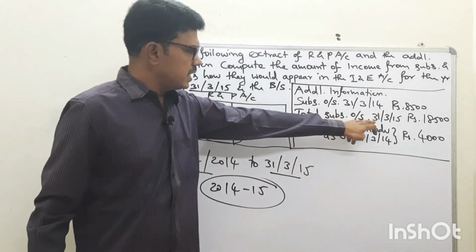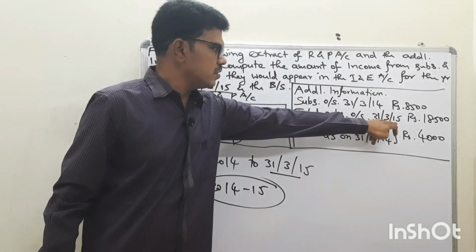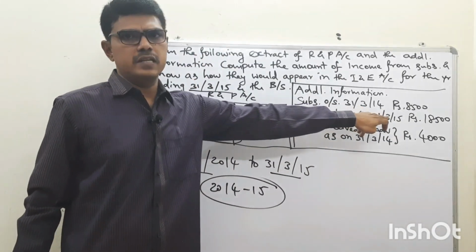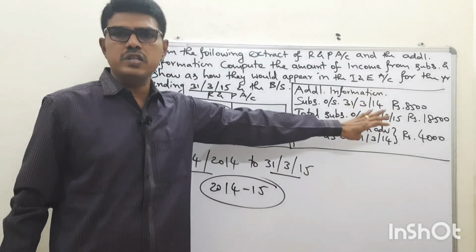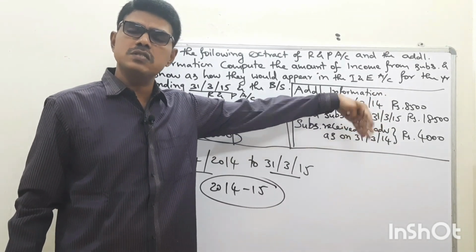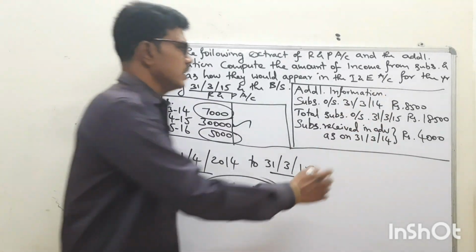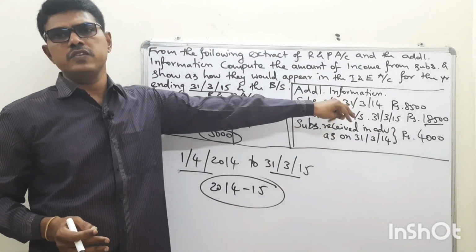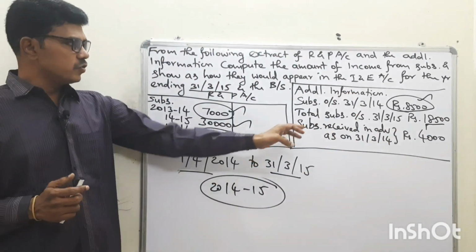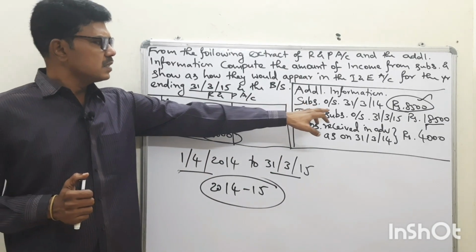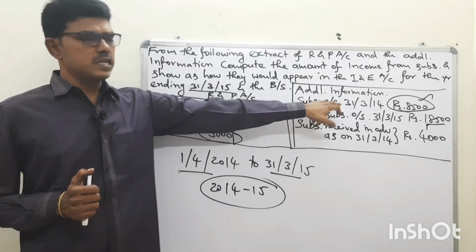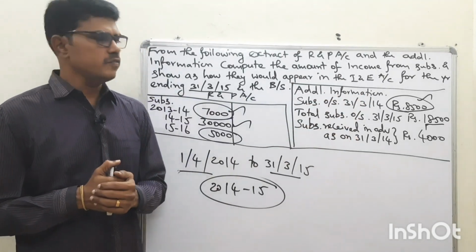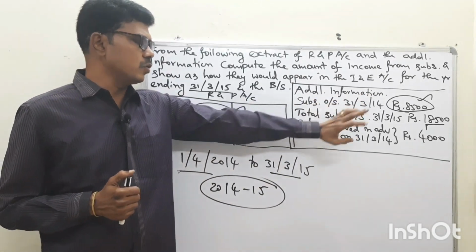Total subscription outstanding on 31st March 2015. Here we should see that total subscription means not only the current year, this amount includes the previous year amount too. From the other particulars, we should calculate how much value is for the previous year, that is, how much is still outstanding even at the end of 31st March 2015 and included in this amount.